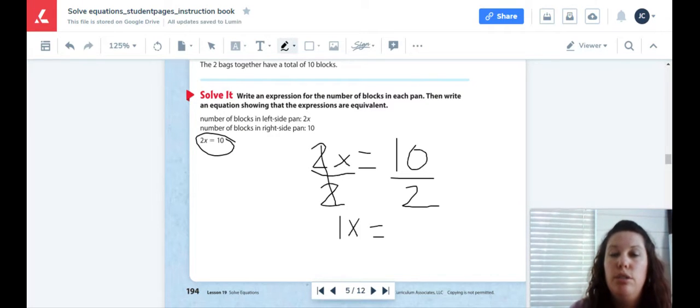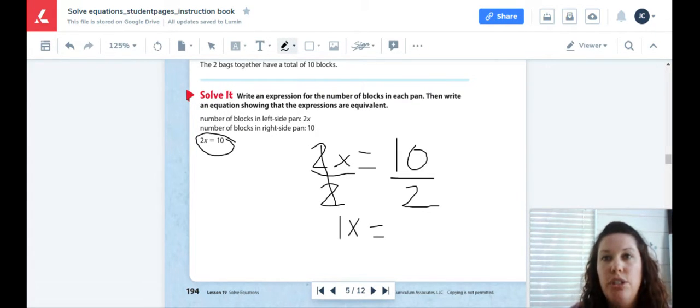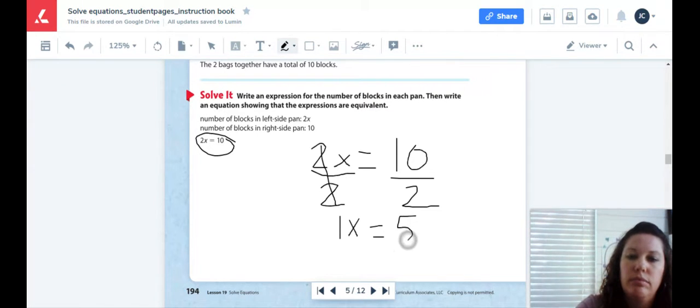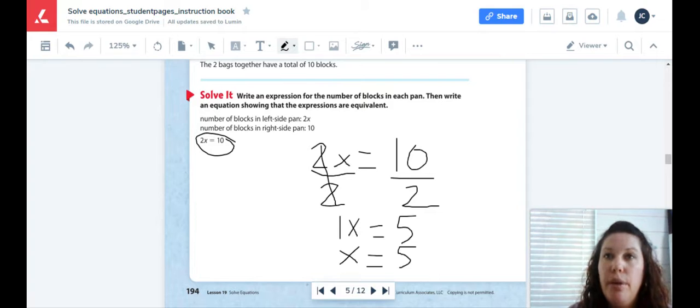And now we can do 10 divided by 2, which is 5. So that means x equals 5. And there we go. We just solved that equation the algebraic way. Now, of course, we already said that if you do mental math, you can get that, but I want you guys to know how to do it the algebraic way. Okay, let's continue on.